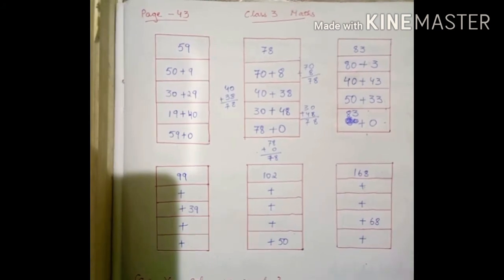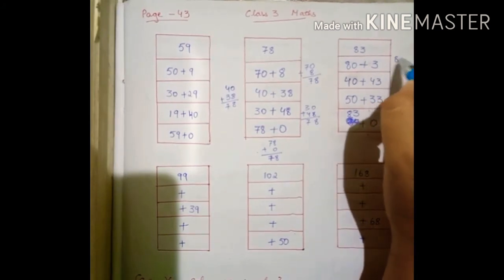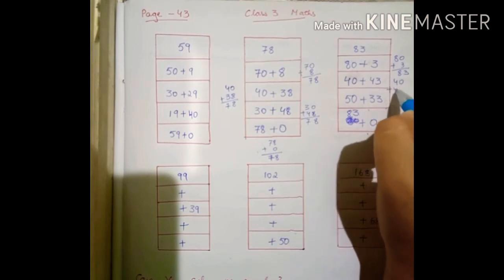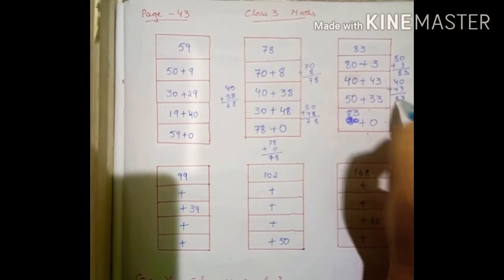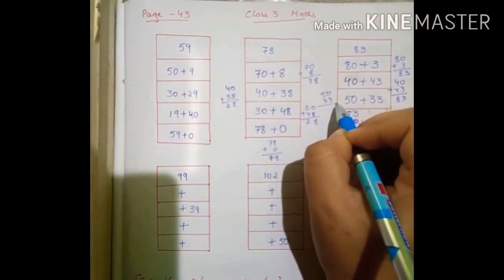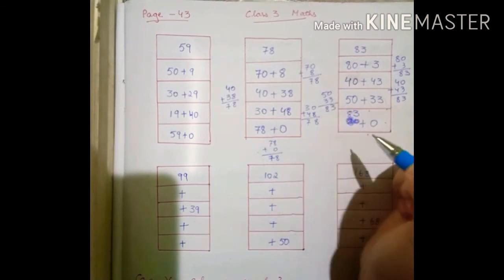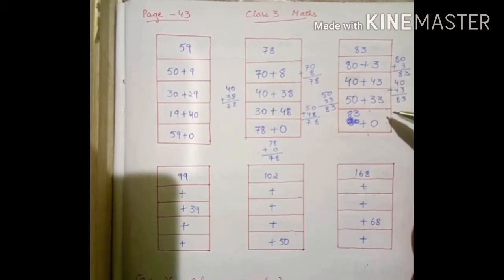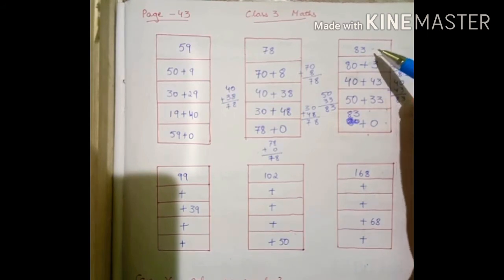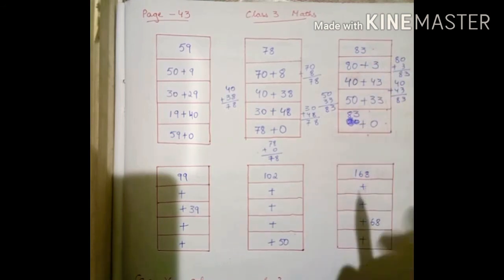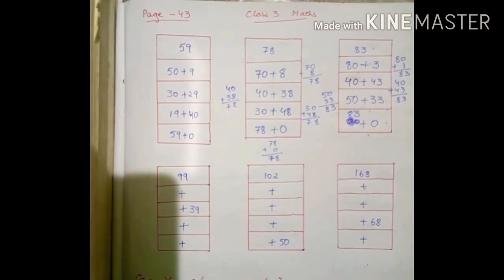Shall we prove it? See, I'll show you again. 80 plus 3, how much? 83. This is proof. 40 plus 43, check. It's giving 83, right? So now 50 plus 33. Let's see whether it's 83 or not. 83. So 83 plus 0 is 83. We have solved 4 different ways, and all the answers are 83. Whatever numbers you add, you have to get 83. This is the idea. This is how you have to solve this question.